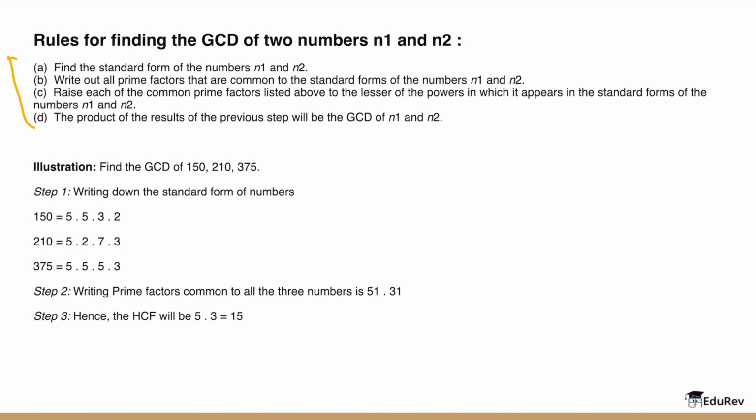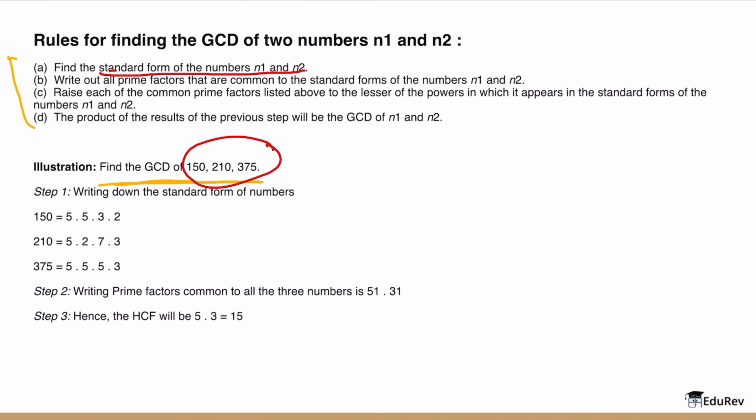So let's take an illustration. We need to find the GCD of these three numbers: 150, 210, 375. So what I need to do is write these numbers in standard form.